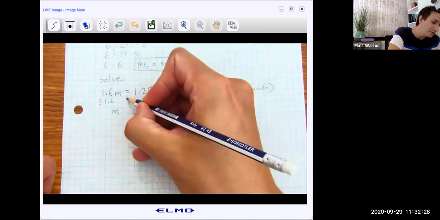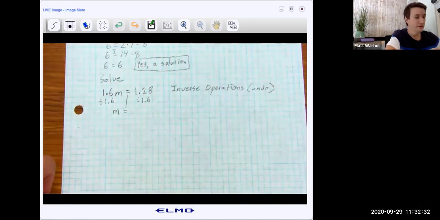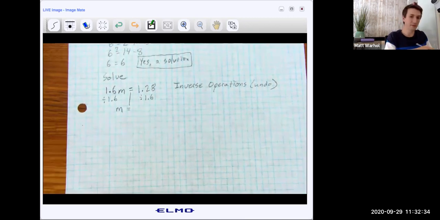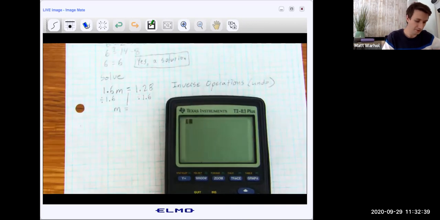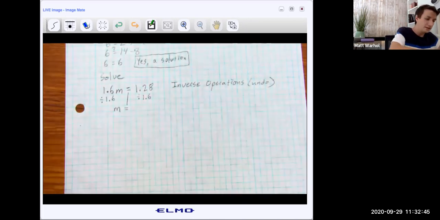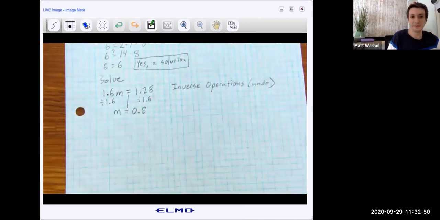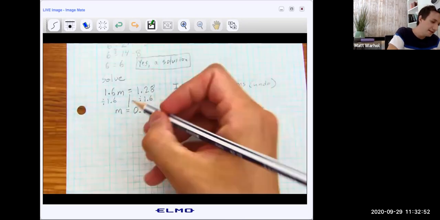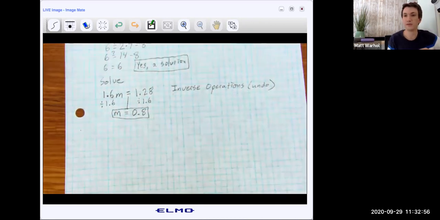I bring down my equal sign, and I can show that with a line there, keeping it all lined up. Now for 1.28 divided by 1.6, I'm going to use my calculator. Let's see what we get. 1.28 divided by 1.6 is 0.8. We like to put a 0 in front of it to show there are no values in the ones place. So m is 8/10, 0.8. We figured out what number times 1.6 equals 1.28.